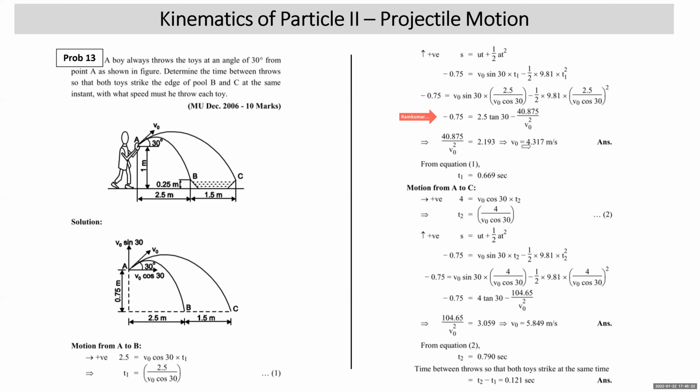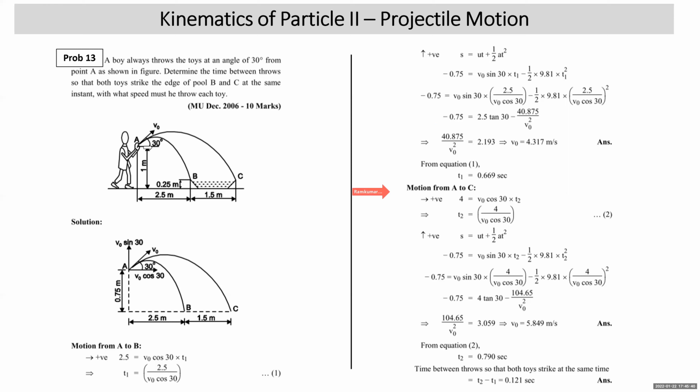This gets you the value of v naught as 4.317. You need to simplify or solve it for v naught. But then, once you know v naught, substitute the value of v naught into equation number 1, you get t1. Identically, I'll write the equations of motion from A to C.